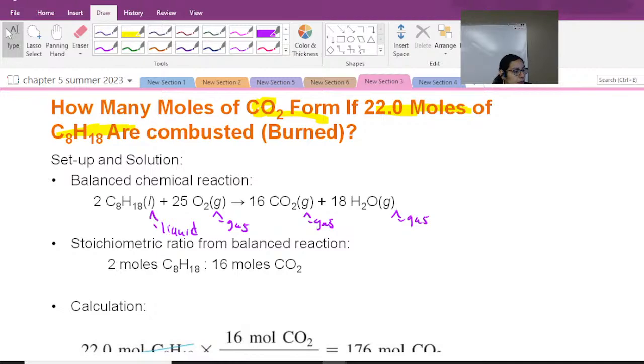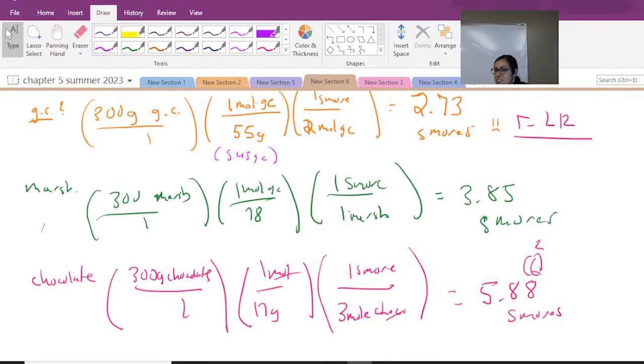Just double check, we're trying to find the moles of this. Yeah, because it's asking for moles of CO2. I've seen this in my book, but I do not understand it. But we just did. It's basically the same thing we just did, the s'mores. Oh, okay.